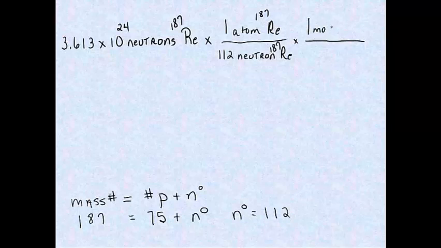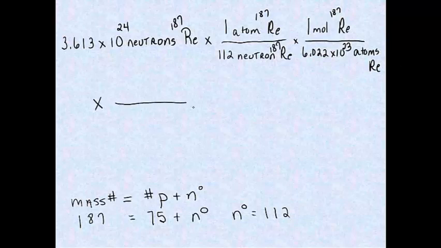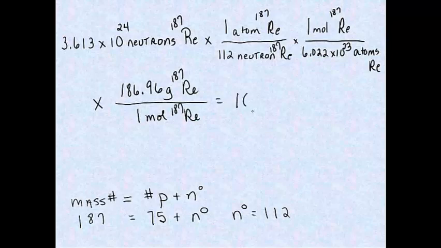1 mole of rhenium-187 will have 6.022 times 10 to the 23rd atoms. They're called atoms because this is an element. It's an isotope of an element, but it's still an element. And then my last and final ratio will be the fact that there are 186.96 grams of rhenium-187 for every 1 mole of rhenium-187. Do the math and you get 10.02 grams of rhenium-187 contain 3.613 times 10 to the 24th neutrons.